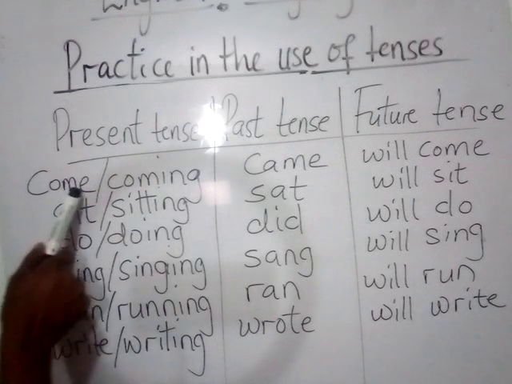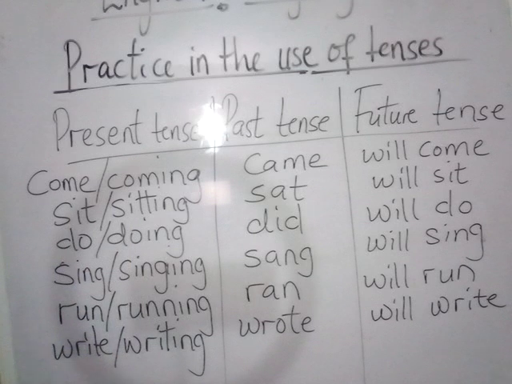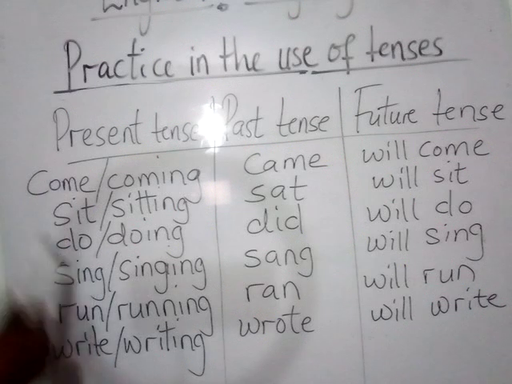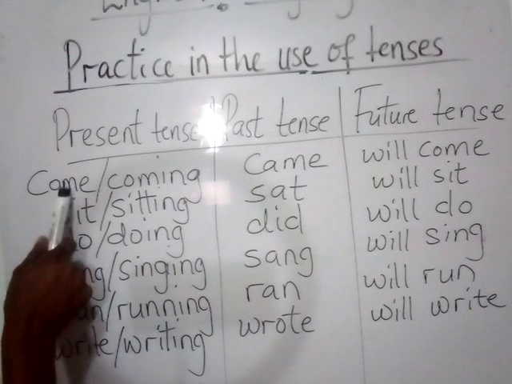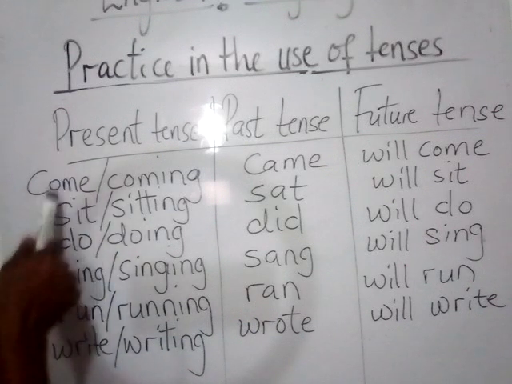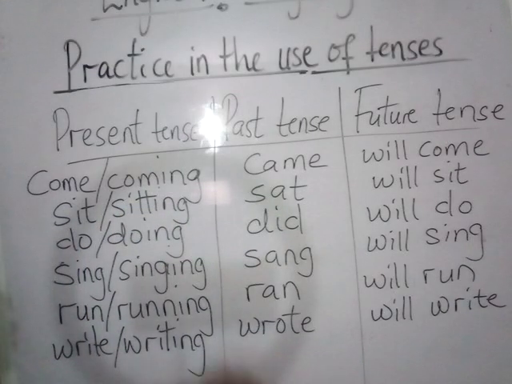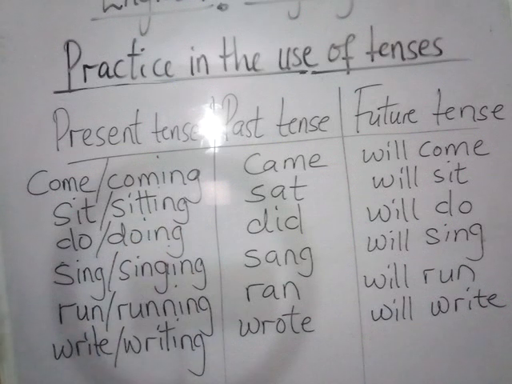Now for present tense, you can see I wrote two words here, right? Come and coming. Remember I talked about simple present and present continuous. I told you if it's a habit thing, like I come to school every day, it happens every time. It's a habit, it's a routine. So you use come, it's present tense as well. I come to school every day. But if it's something I'm doing right now, if it's an event that is going on right now, we say I am coming. I'm coming to school now.